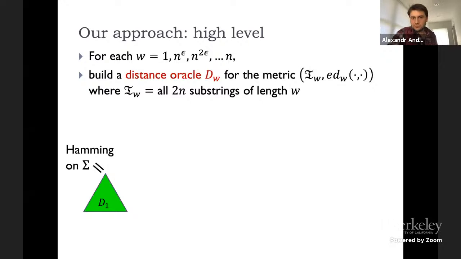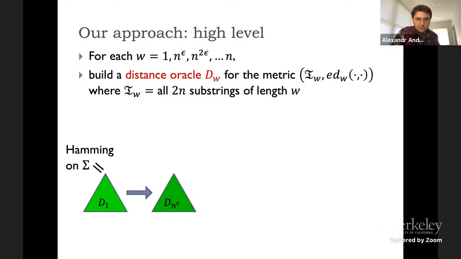We build a distance oracle on them. I'll describe later how we build it. But that's the point: to build a distance oracle, which is a data structure. And the algorithm will basically say, first we build the data structure for substrings of length 1. Well, substrings of length 1 are just characters. What is the edit distance on characters? Well, it is exactly the same as Hamming distance on our alphabet sigma. So this is hashing basically.